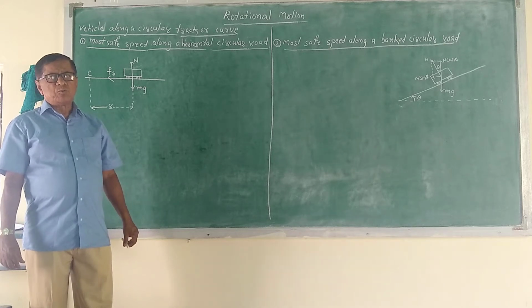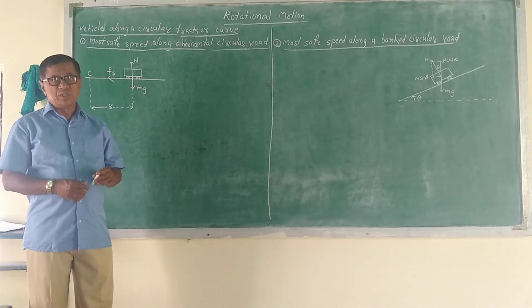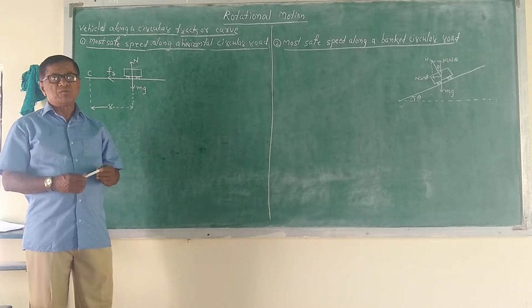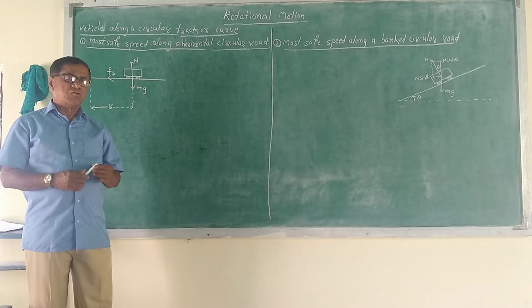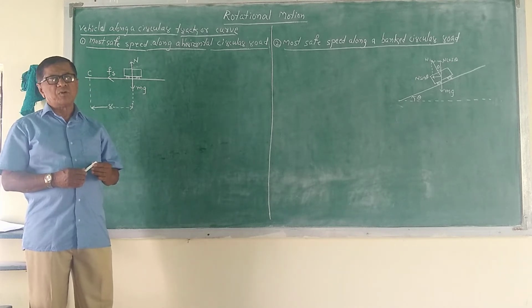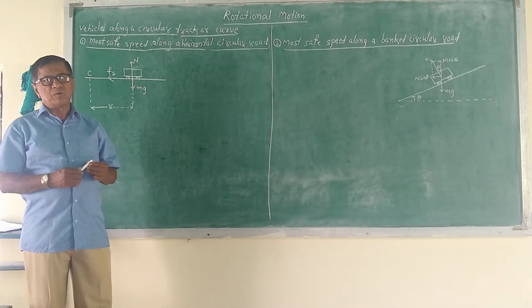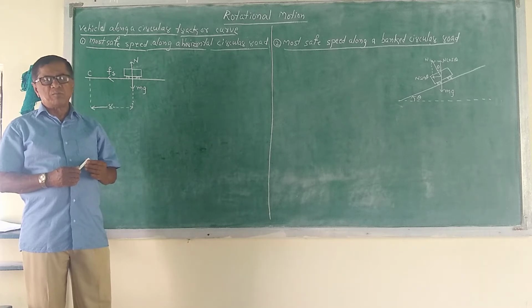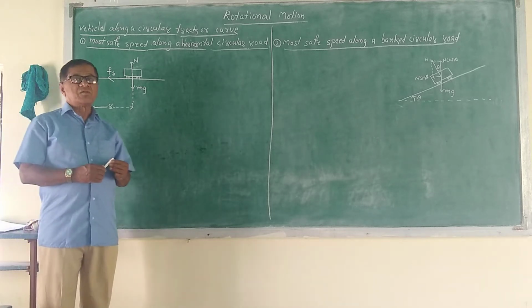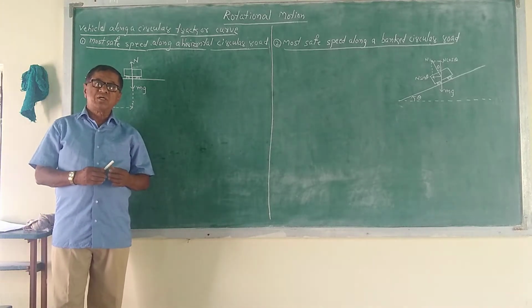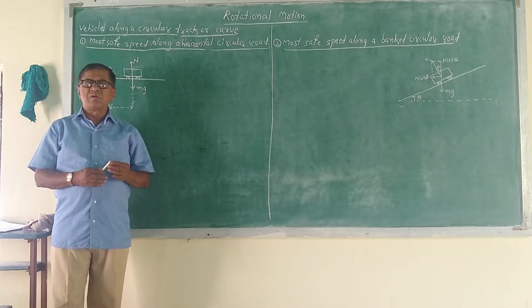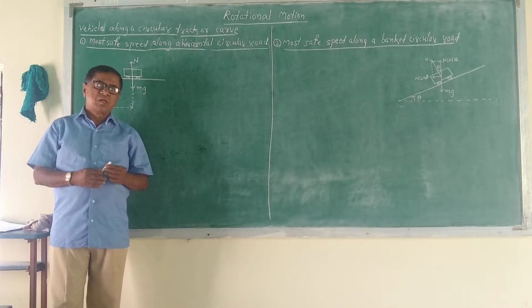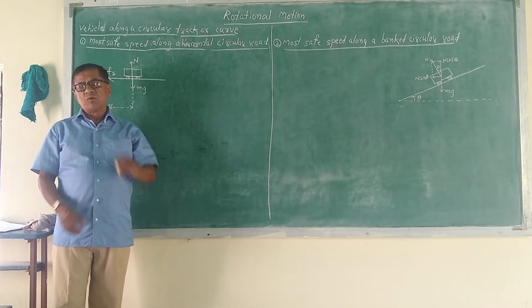We are going through rotational motion. In the last part, we have seen about the centripetal force and centrifugal force, also uniform circular motion and non-uniform circular motion. Uniform circular motion is the circular motion with constant linear speed and constant angular speed, whereas in non-uniform circular motion the speed is not constant.